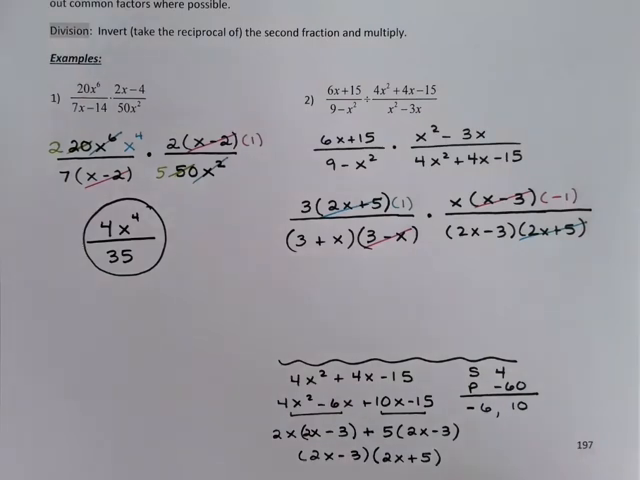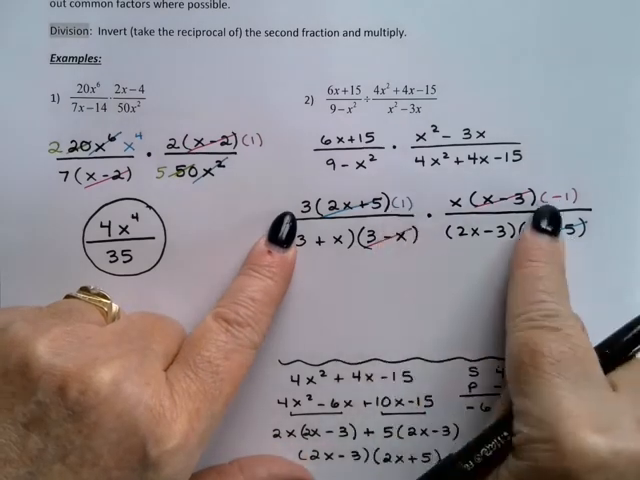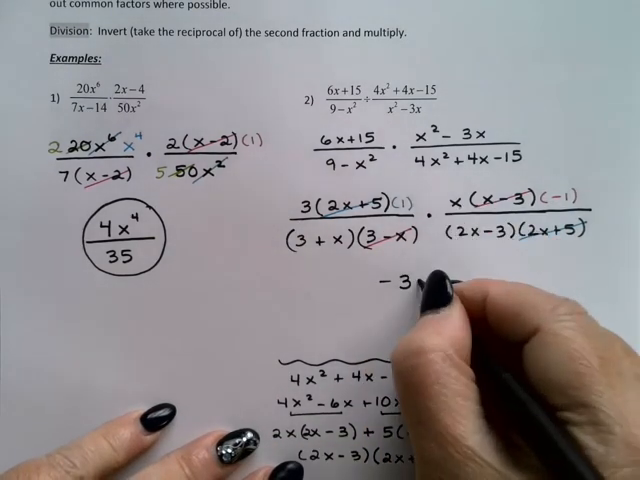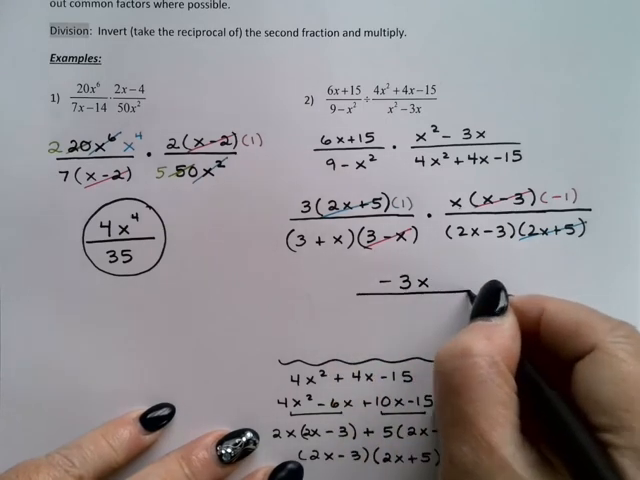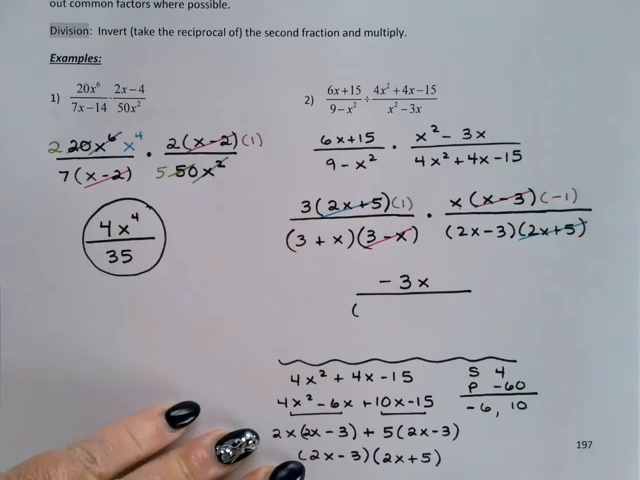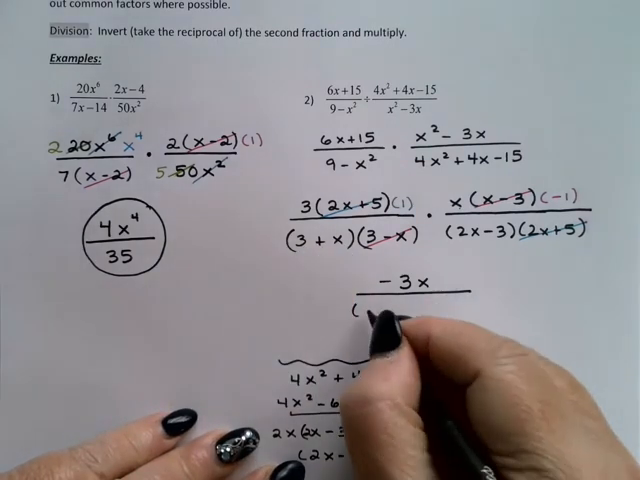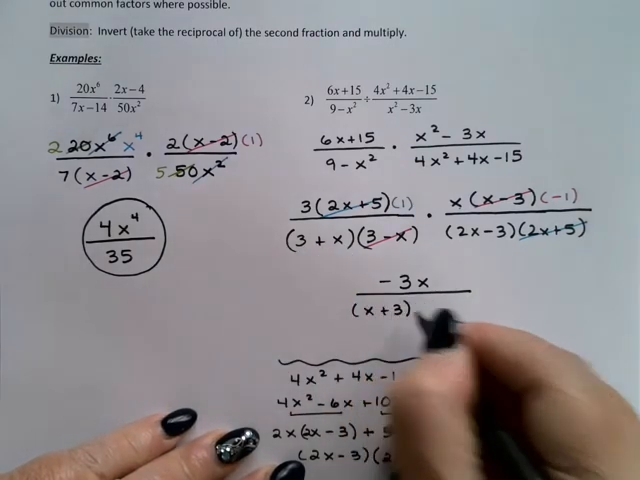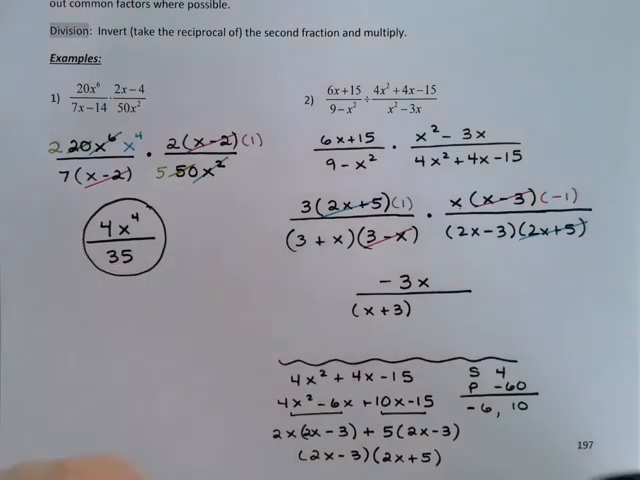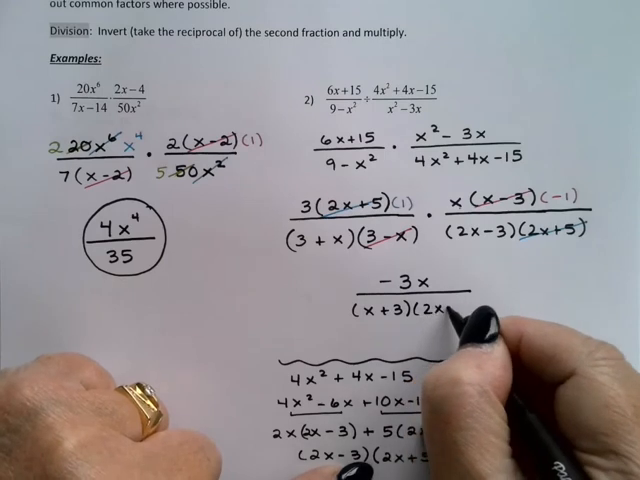All right, on the top, 3 times 1 times negative 1 makes a negative 3, and there's that x. And then on the bottom, 3 plus x. Addition, if you want to reverse those and write x plus 3, you certainly can. It's typical to write the x first, and reversing addition doesn't change anything. And then I also have that 2x minus 3.